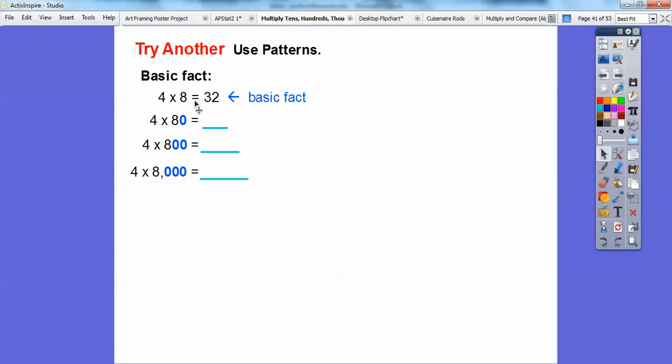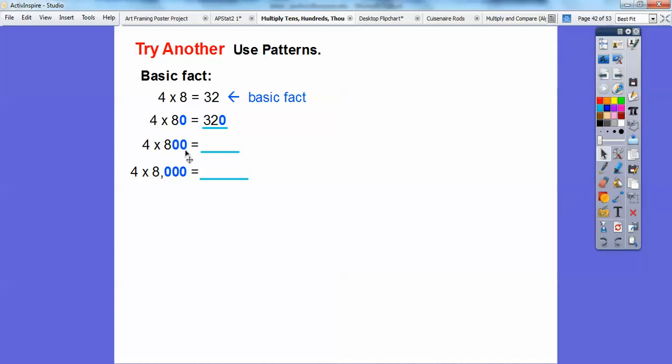Okay, so let's try this using patterns here, okay? 4 times 8 is 32, that's basic stuff, so what's 4 times 80? It's going to be 32 with that zero right there, so 320. Okay, I did 4 times 8. What's 4 times 800, you guys?